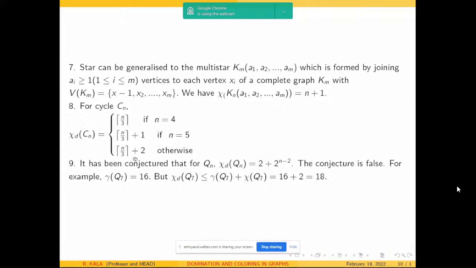Okay. And in the paper by Guerra et al., they have conjectured that chi d of Qn, that is the hypercube, is 2 plus 2 power n minus 2. But later, in this session itself, you will be proving that chi d is less than or equal to gamma plus chi. Okay. So for Q7, chi d of Q7 is less than or equal to gamma plus chi of that. So you know gamma of Q7 is 16. And the hypercube is a bipartite graph, so chi is 2. So you have 18. And this conjectured value is much larger. So the conjecture is false.